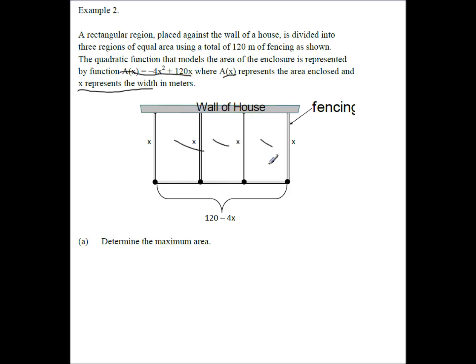So now this length right here: you had 120 meters of total fencing available, but 4 of these widths are taken up by the dividers. So subtract what you're using for each of these dividers. The dividers are here and there. So that's the 4x. Now for the maximum area.